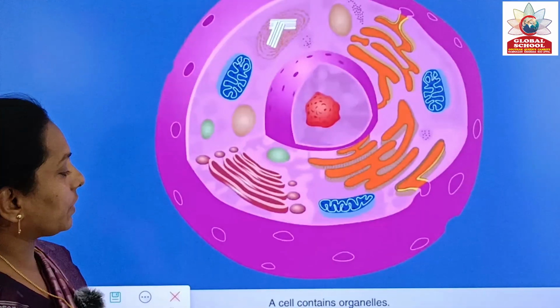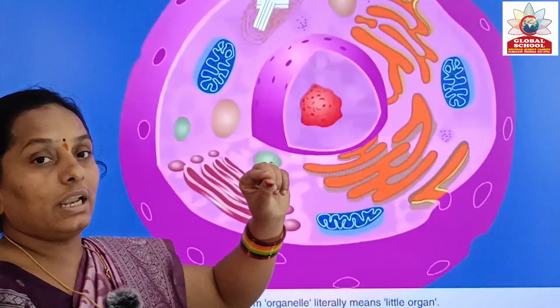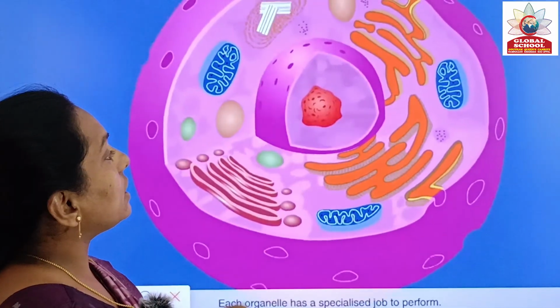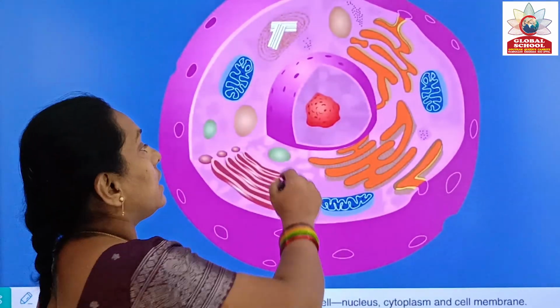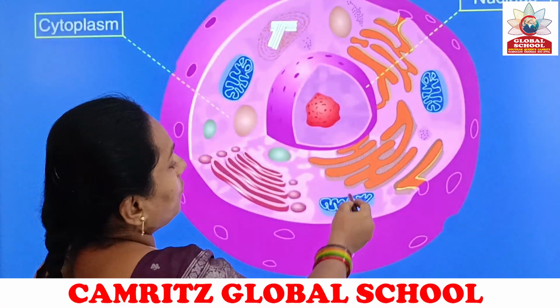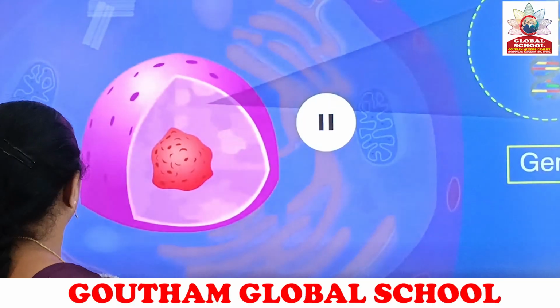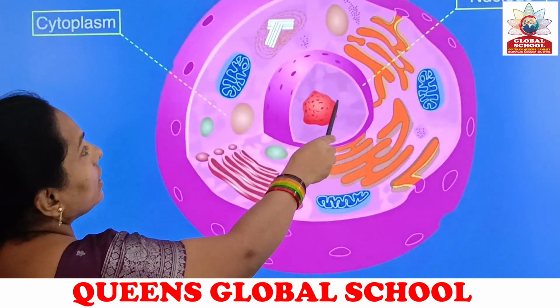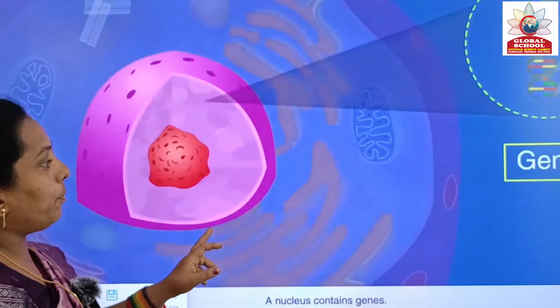Look at here. A cell contains organelles. Organelle means a very little organ of a cell. The middle one here is the nucleus. And this light purple part is called cytoplasm. Look at here: nucleus, cytoplasm, and this is the cell membrane.